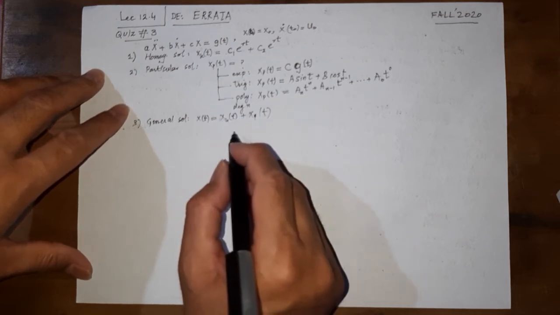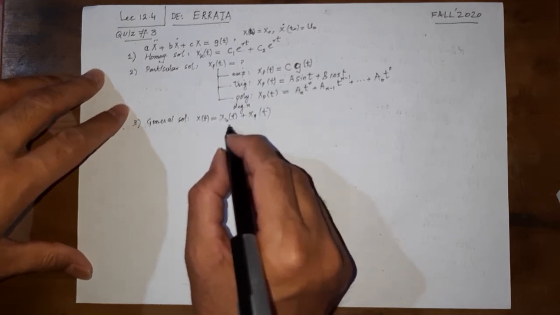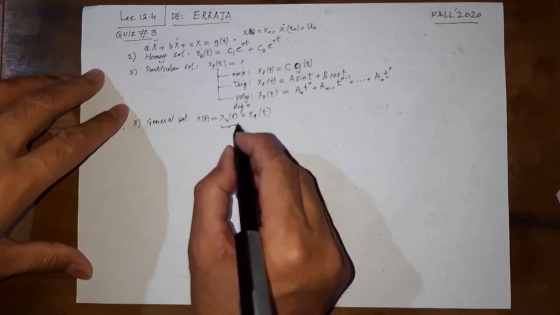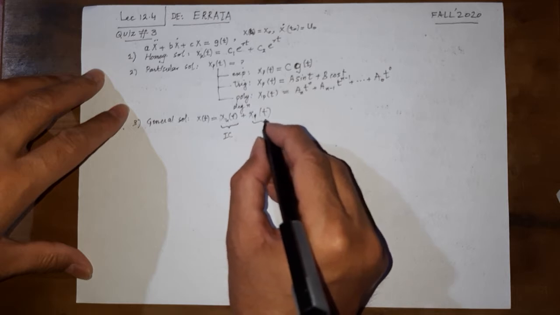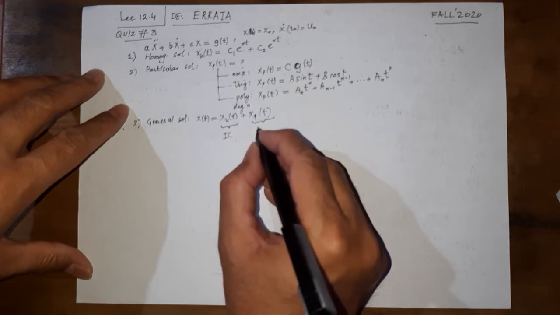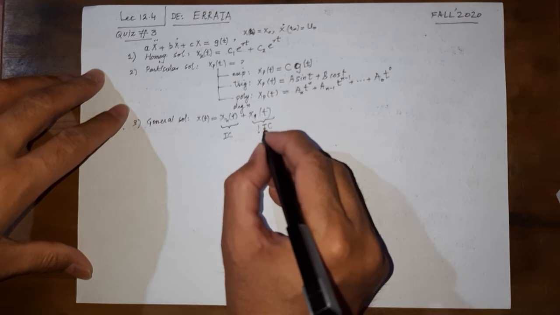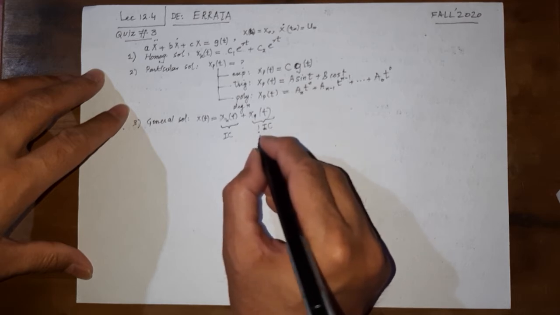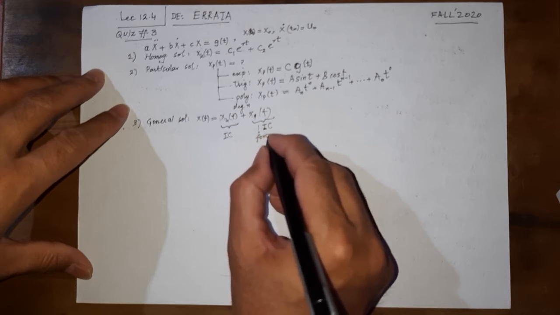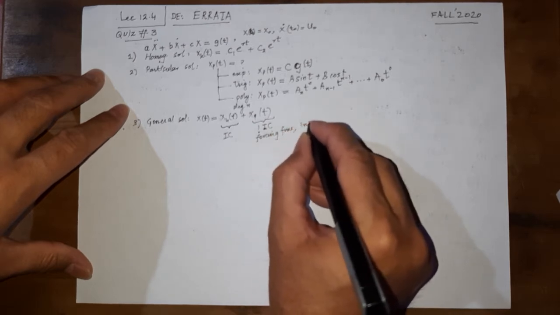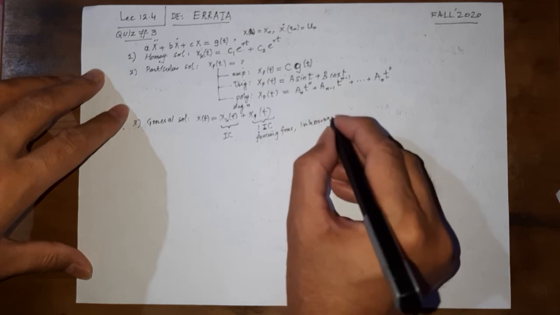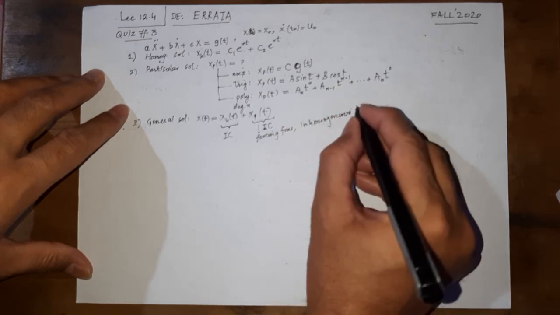So that is what I taught you. And if you should note, the homogeneous solution depends on the initial condition, whereas the particular solution does not depend on the initial conditions. So let me say not initial conditions, but only depends on the forcing function or the inhomogeneous term.